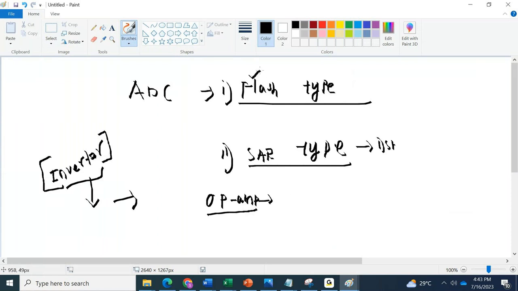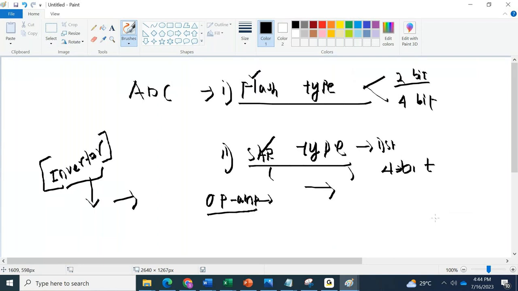So ADC will be covered: SAR and flash type ADC, but this is a big project. How many bits of ADC are you going to cover, sir? Four bits. Okay, what about SAR? Here also 4 bit. Both 2 bit and 4 bit will be covered. 2 bit, 4 bit in flash and in SAR, sir. You are going to cover both layout and simulation.